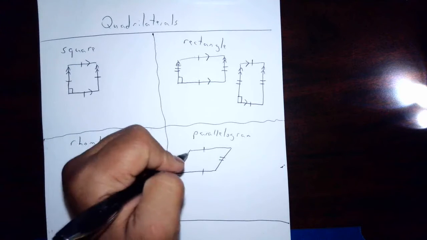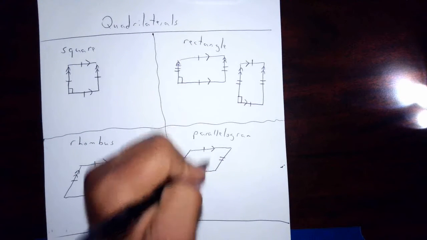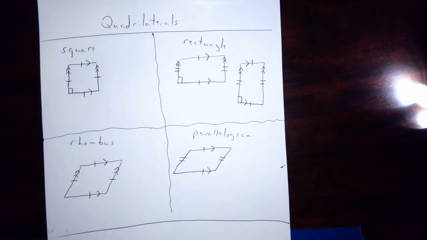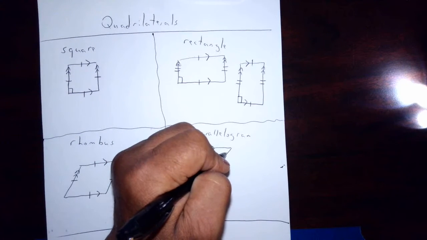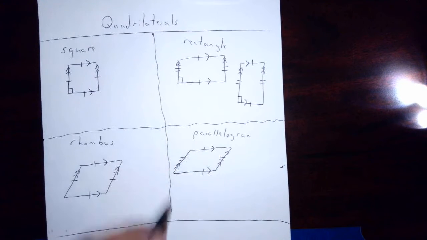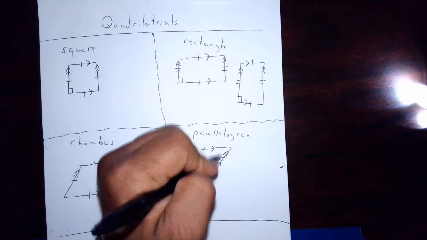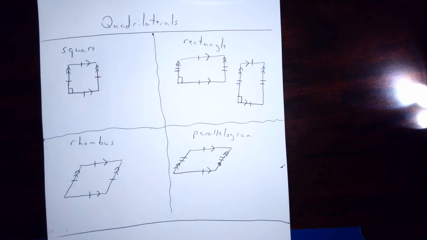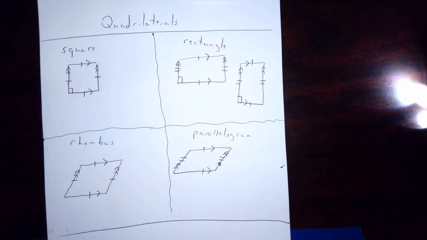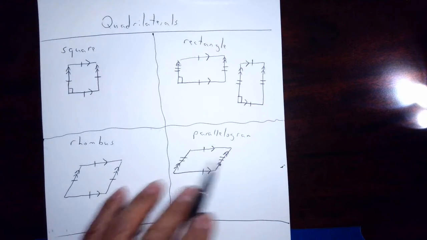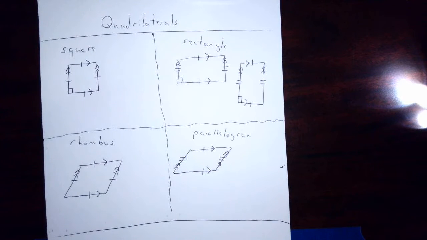Also, this side and this side are parallel. This side and this side are parallel. 2 arrows, 2 arrows. Now remember, it doesn't matter which ones have the one arrow or the two arrows. All that matters is that the opposite sides have the same amount of arrows.